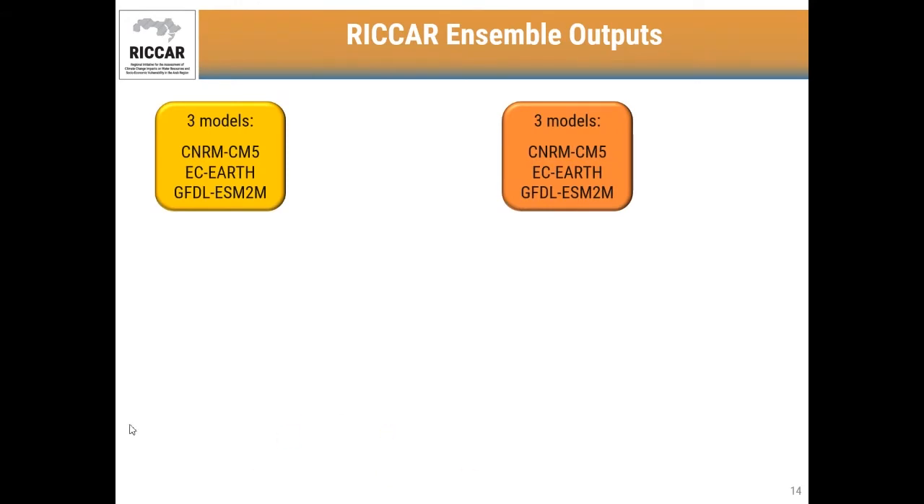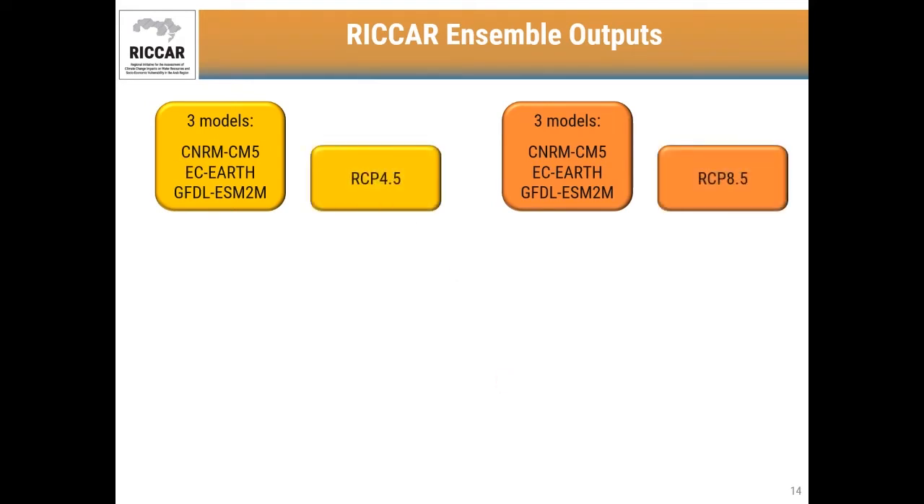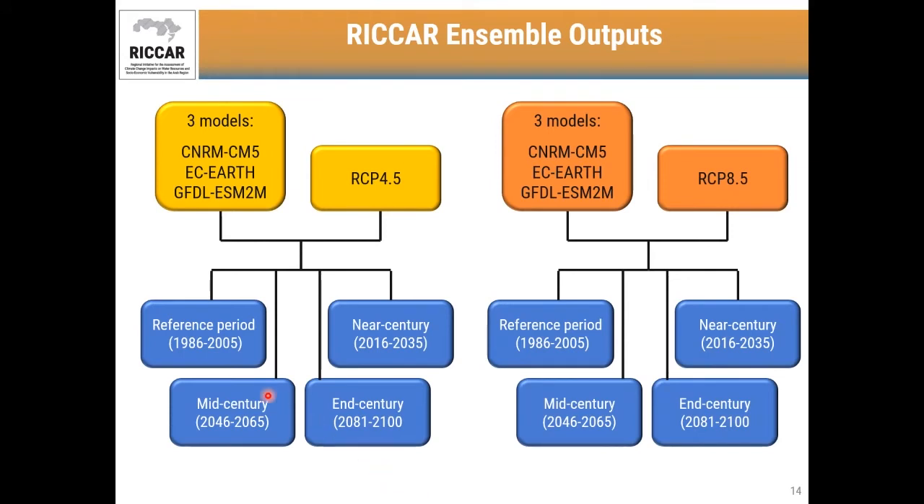Available on our regional knowledge hub, which we'll be discussing next week, and which has also been published in our RICCAR reports, we present the data as ensembles. If you look at our maps, they represent an ensemble, which will have the 3 models, and the 2 different scenarios, RCP 4.5 and RCP 8.5. And in the RICCAR reports, we show the reference period, mid-century, which is 2046 to 2065, and end century, which is from 2081 to 2100.